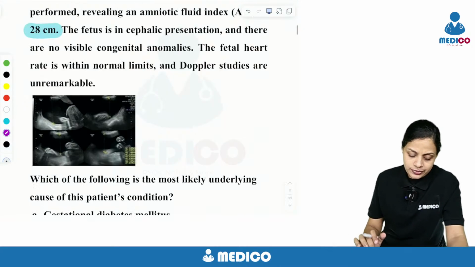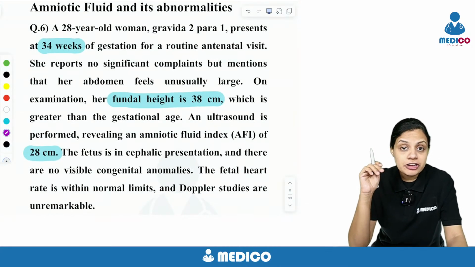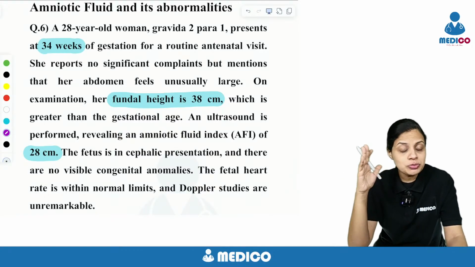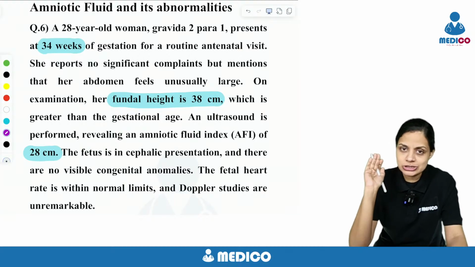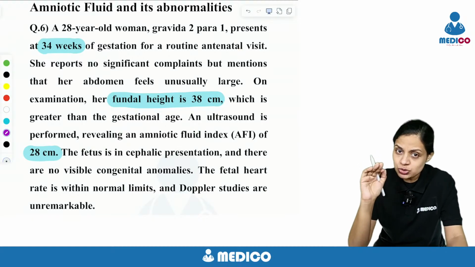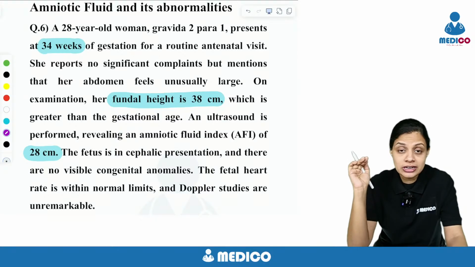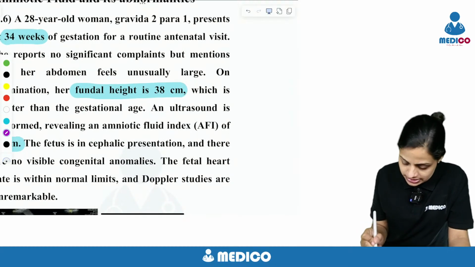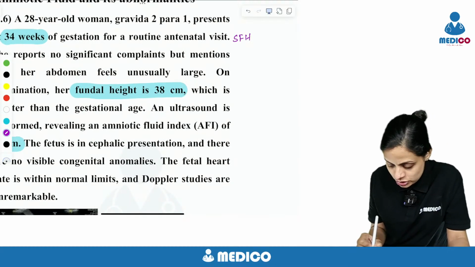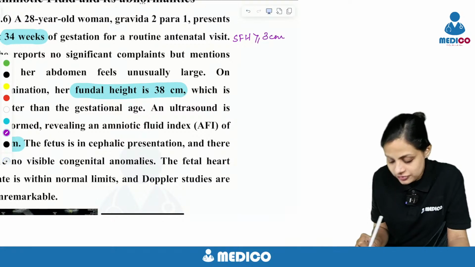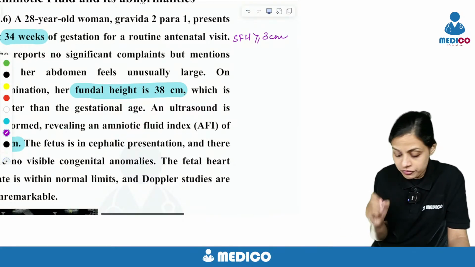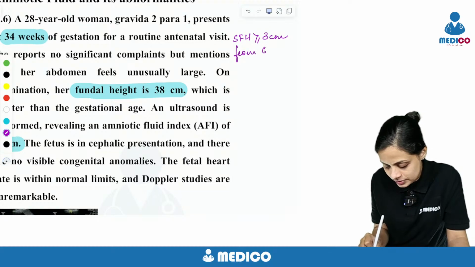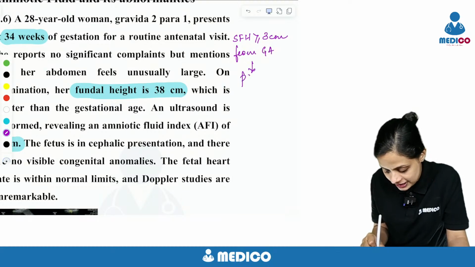Now, first thing that we'll talk about is the measurement of the symphysiofundal height. When do you measure it? Usually we say that it is to be measured from 24 to 36 weeks. From 16 to 36 weeks, the symphysiofundal height will correspond to the period of gestation in weeks. If there is a disparity of 3 centimeters or more from the gestational age, that means that this is pathological.